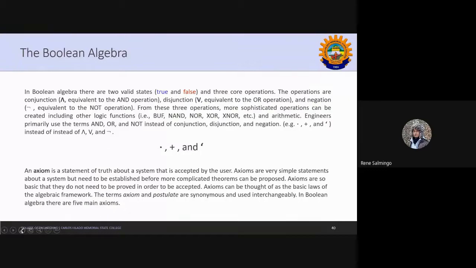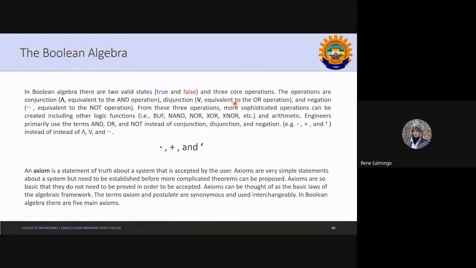Earlier, when you see this symbol, this means not. So this is a not operation or negation. And this is and, and this is or. So when you see this dot, this is and, this is or, and this is not. So those are the basic operations that we're going to use.